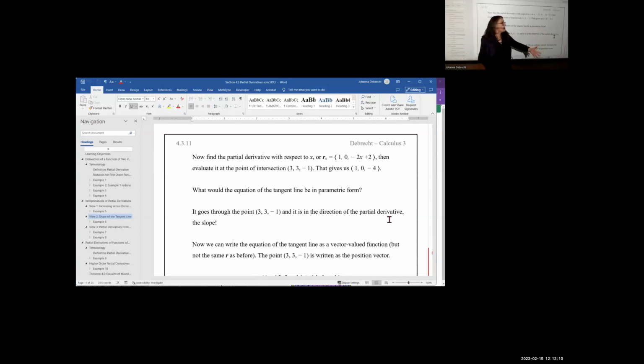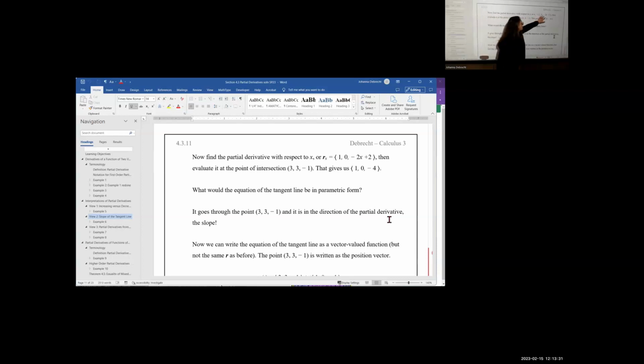And as you would expect, you get 1, 0, negative 2x plus 2. I mean, this was the partial of z with respect to x. And of course, y is being held constant, so it zeroes out. And the partial derivative of x with respect to x is 1, like it always is.